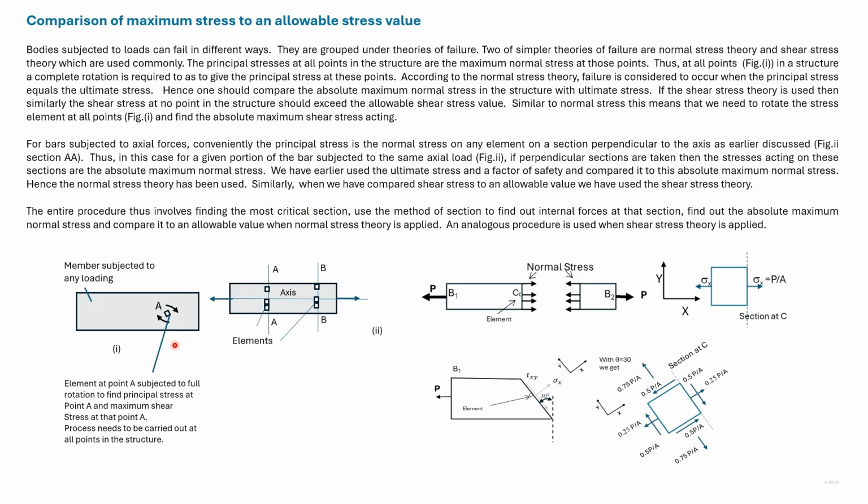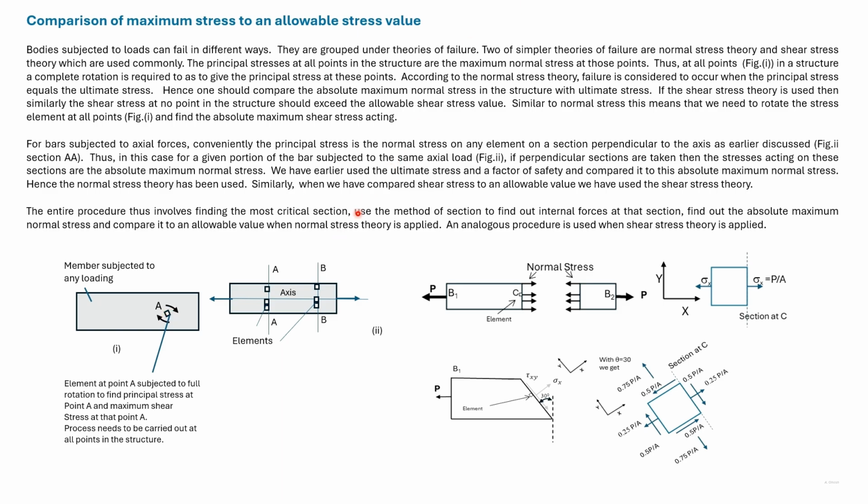Let us now consider all the points in this member. Let us rotate all the points and find out the principal stresses acting at all the points. We can then find the absolute maximum principal stress acting on the member. According to normal stress theory, the member will fail when this absolute maximum principal stress is equal to the ultimate stress.